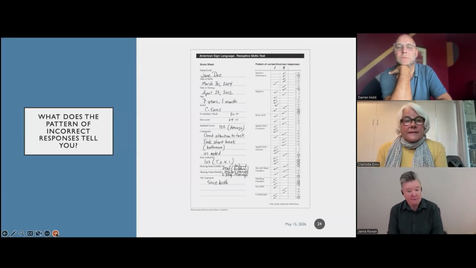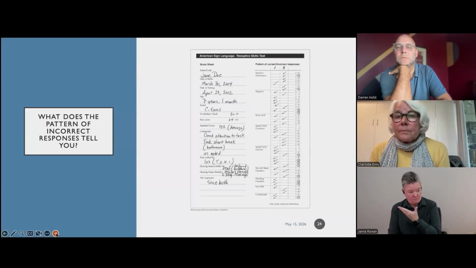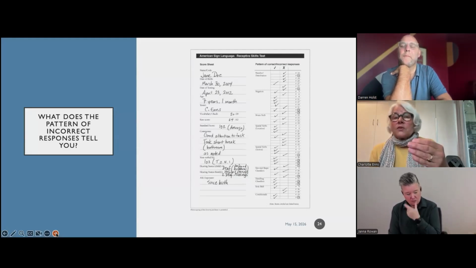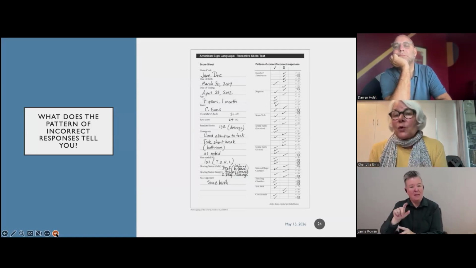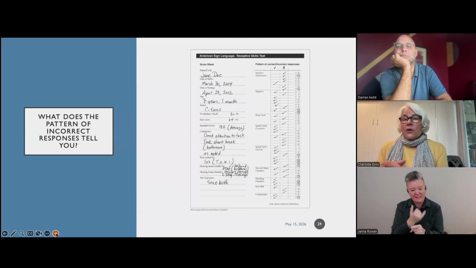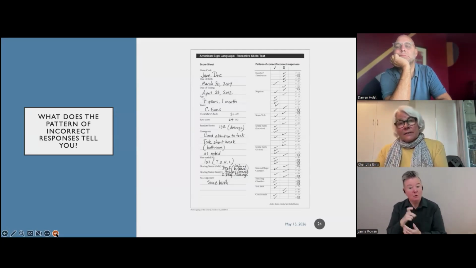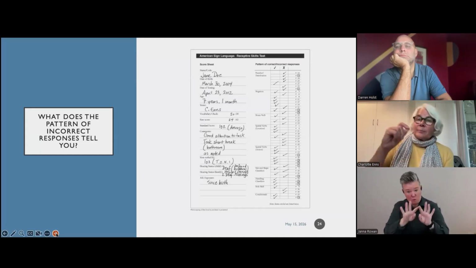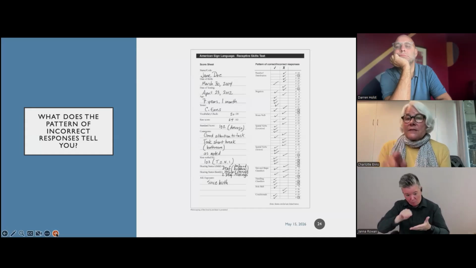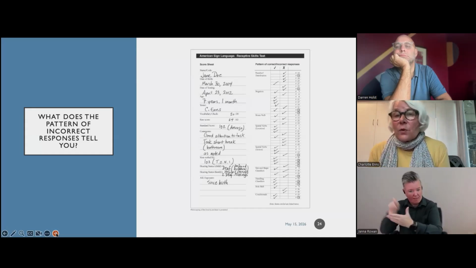So this is the... you can also get a lot of information from this pattern of correct and incorrect responses that Darren was explaining, that you have to manually go from the score form that you checked off and put those scores into these columns on the front of the score sheet.